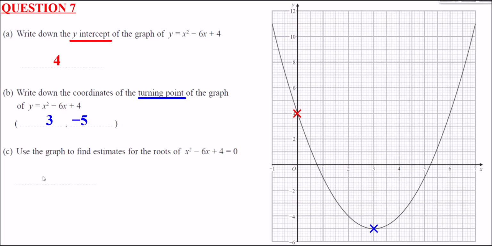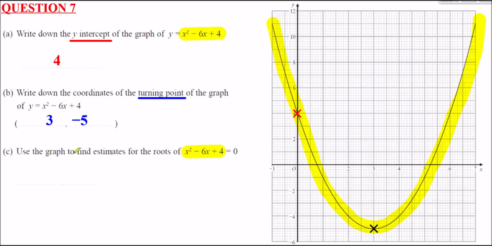For part C, we need to use this graph to find estimates for the roots of x squared minus 6x plus 4 equals 0. If we just spot here, x squared minus 6x plus 4 is the same as x squared minus 6x plus 4, which was this graph we've actually had drawn for us. And so x squared minus 6x plus 4 is this whole curve here.